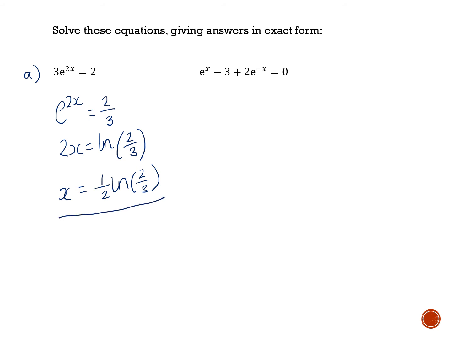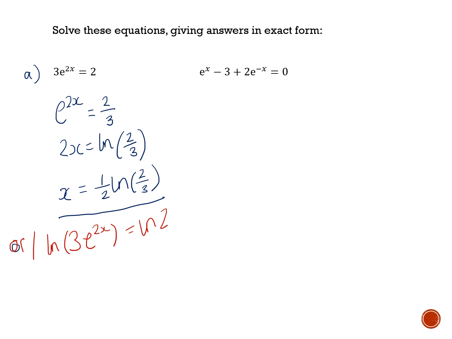Now you can, if you want to, take logs of both sides before you do that rearranging. So I will just show you that, just in case. Let's just pop it as an "or" at the bottom. If I take logs of both sides, I get ln of 3e^(2x) equals ln 2.